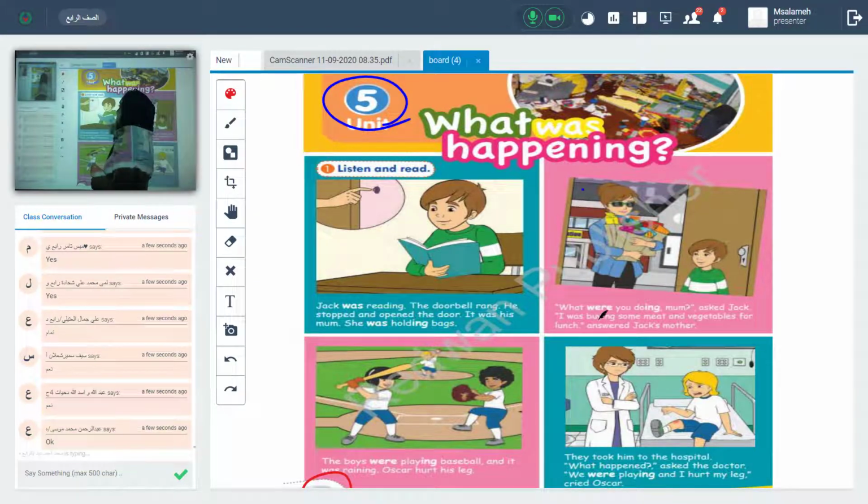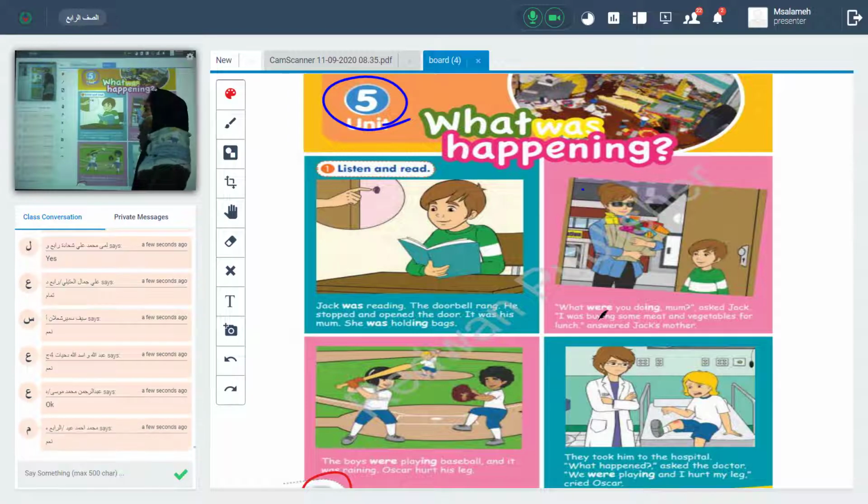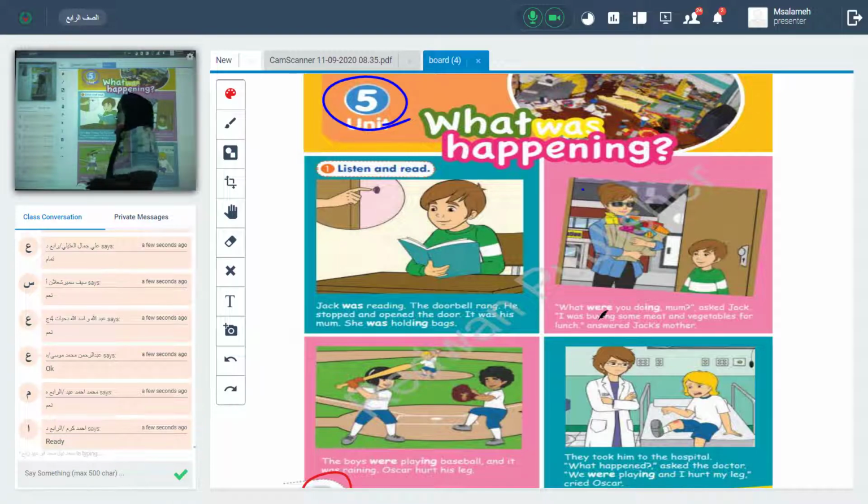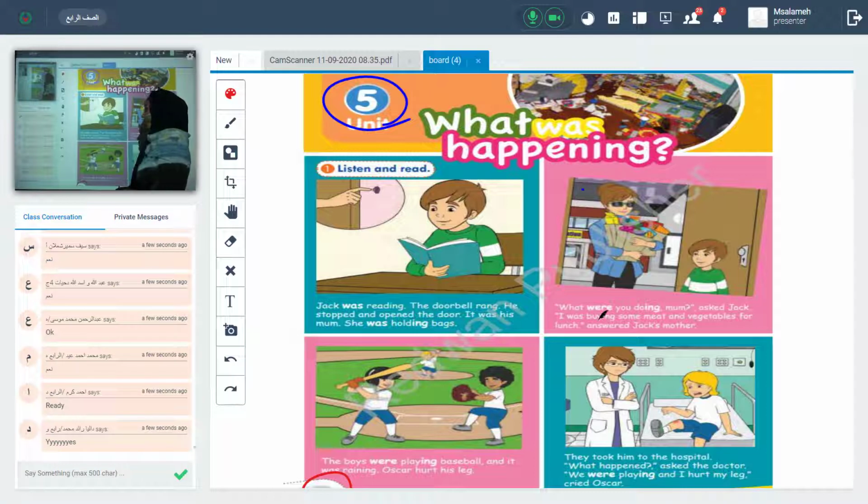Look at the picture number 1. What do you see in this picture? What happened in this picture? Give me a sentence with subject, verb, object. Full sentences, please. What do you see in the picture number 1? What is this boy doing? Look at the picture.